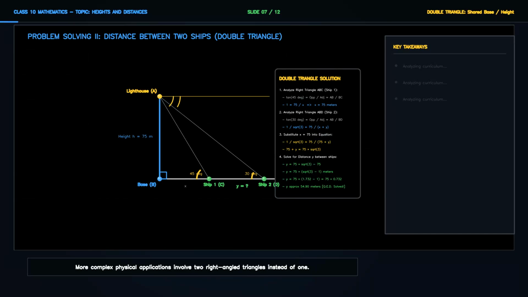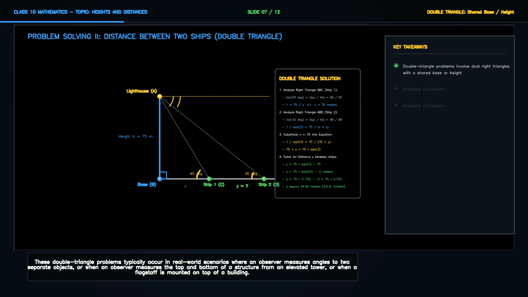More complex physical applications involve 2 right-angled triangles instead of 1. These double triangle problems typically occur in real-world scenarios where an observer measures angles to 2 separate objects, or when an observer measures the top and bottom of a structure from an elevated tower, or when a flagstaff is mounted on top of a building.